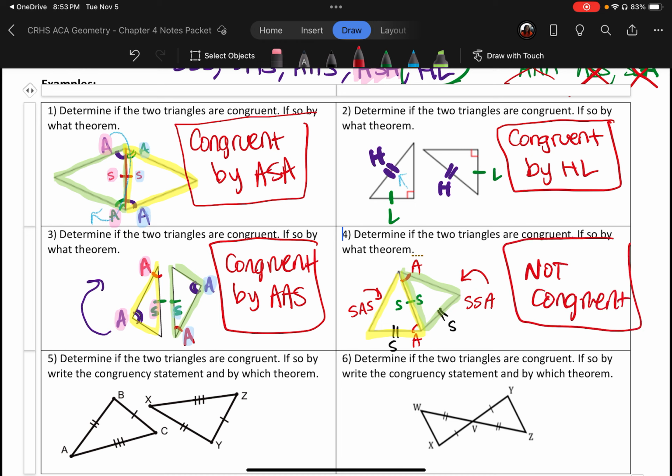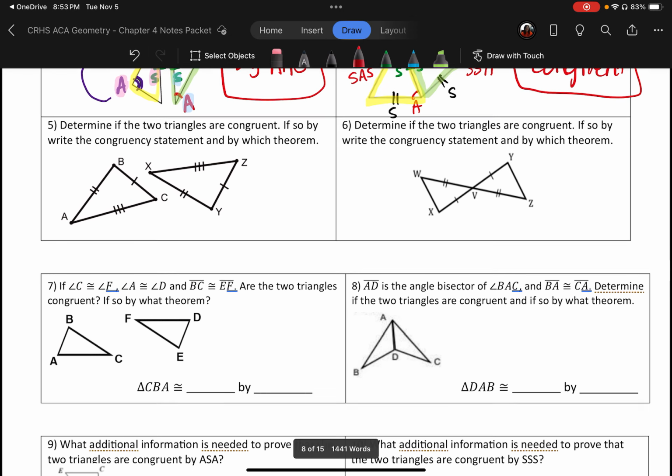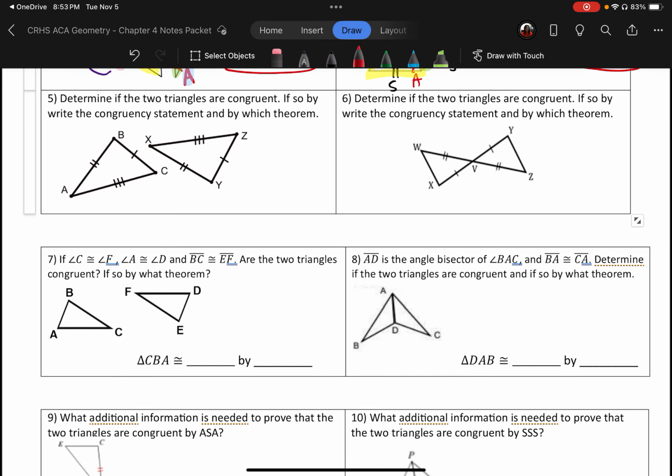And that's always a possibility. And you'll also see here, look right here. Remember, ASS was one of the reasons that do not work. Okay, we'll look at a few more examples, then we'll finish up here.